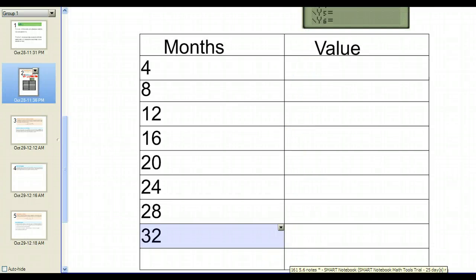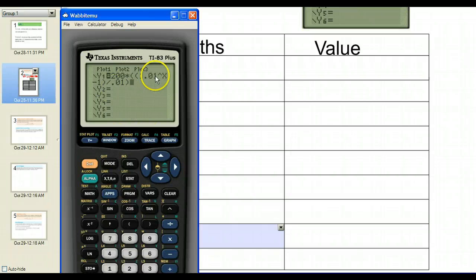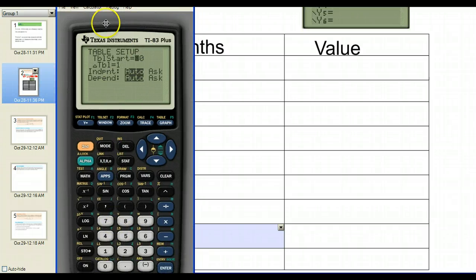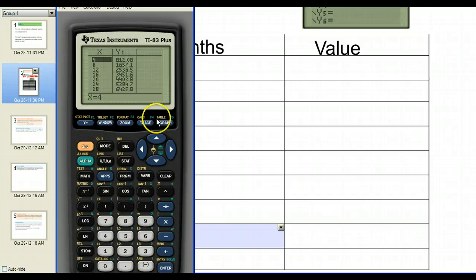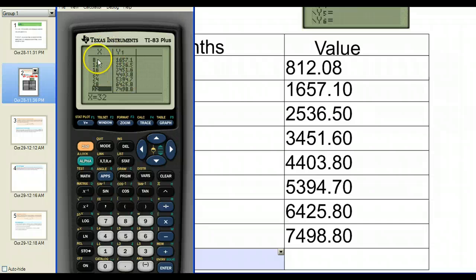Now I just want to find the value, and that's where my calculator is going to help me. So I've got that stored in there. Go to your table set. Tell it to start at 4 months, or 4. That's the start value for X, and then tell it the gap between to also be 4. Then hit second graph, go to your table. So there's our numbers. Okay, so 4, and then I scroll down, I can get the 32nd one. So I'm going to fill in the table real quick. Alright, so I've taken these values from my calculator and just plugged them in over here.